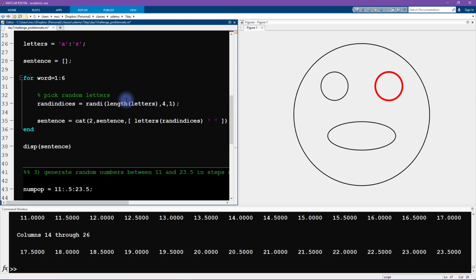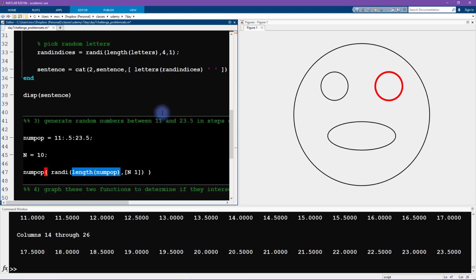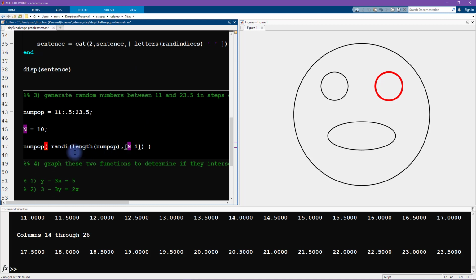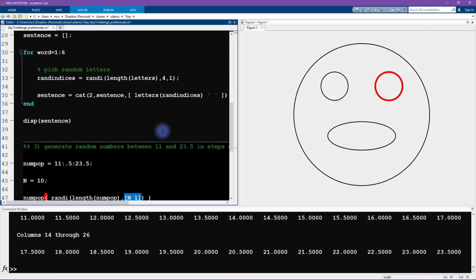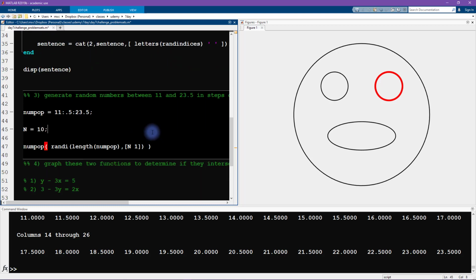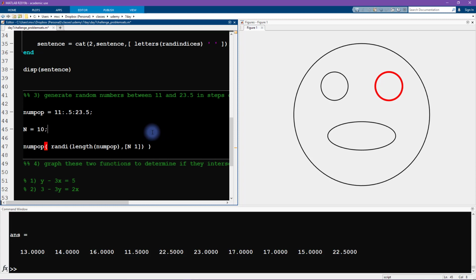So up here, I gave 3 inputs into the randi function, and the second and the third input were the 2 sizes of the matrix. Here, I'm only inputting 2 inputs into the randi function, and the second input is a 2-element vector that contains the matrix size. So this is actually equivalent to this. I just wanted to introduce you to 2 different ways of doing this. All right, and there we go.